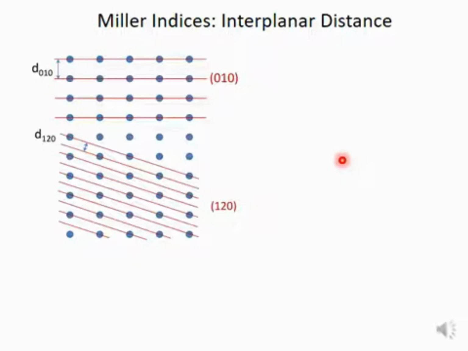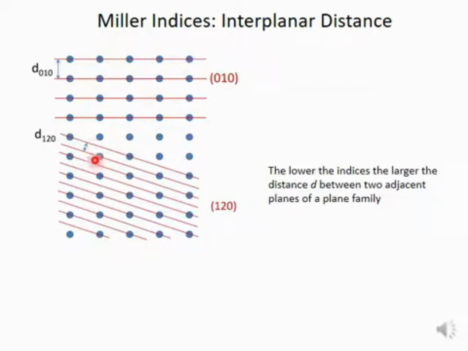The interplanar distance should be the same within the same set of planes if they are to be a family, so that you would have the 0, 1, 0 set of planes. These are 1, 2, 0. I have this shown here. This is the interplanar distance here, and this is the interplanar distance for the 1, 0 plane, and as you might see there, this one is smaller as compared to this one.